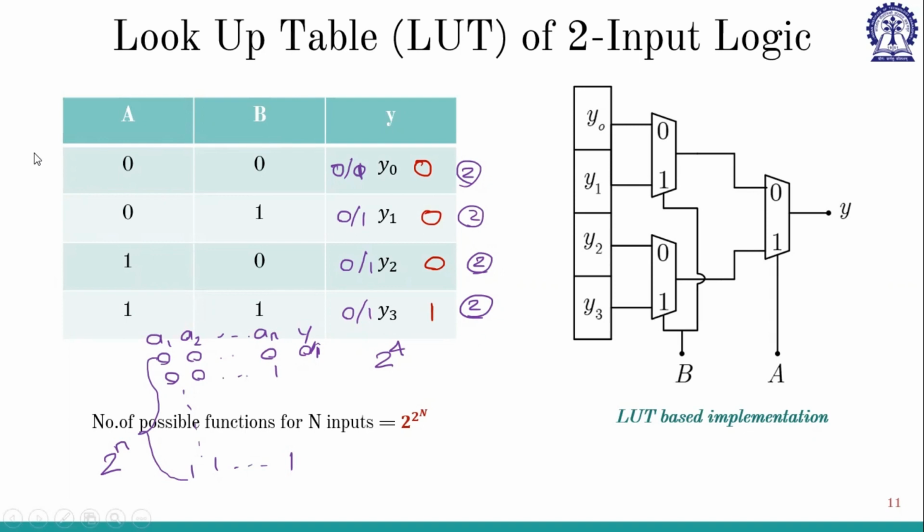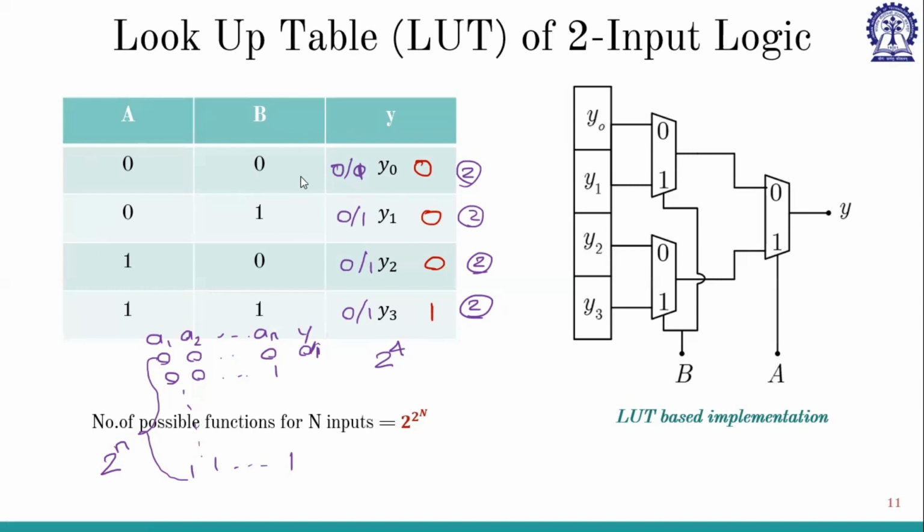So what I'm discussing is the lookup table based implementation. If there are 2 inputs, how many such functions are possible? Your voice, hello. Yes, sir, it's audible now. Okay, I guess I am having some internet connectivity issues.